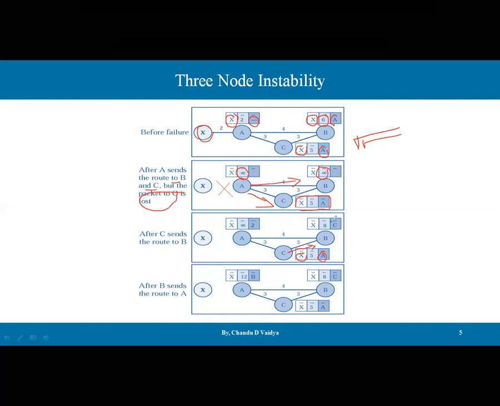5 plus 3 will become 8, because initially B wasn't having the path. B says, it's good news for me that C is telling me it has a path, and B accepts. What is going to happen? B maintains his table. Initially it was 5, now it is 8 because this 3 was added.